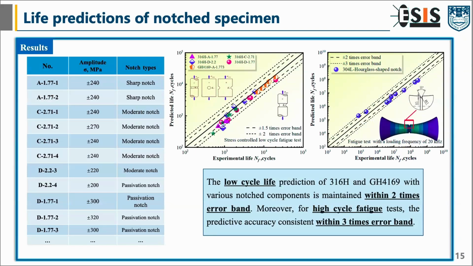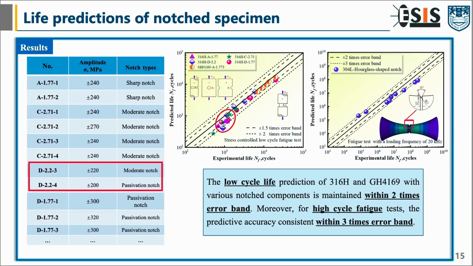Here are the results. The notch types are shown in the table and the life predictions of the notched specimens are shown in the figures. The low cycle life predictions of 316H and GH4169 notched components are maintained within a 2 times error band. Moreover, for high cycle fatigue tests, the prediction accuracy is consistent with a 3 times error band.